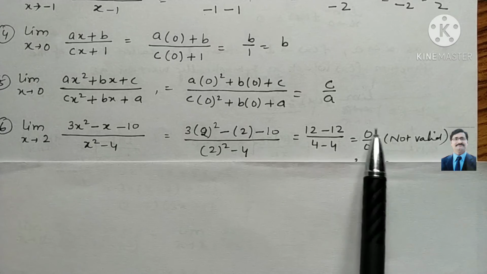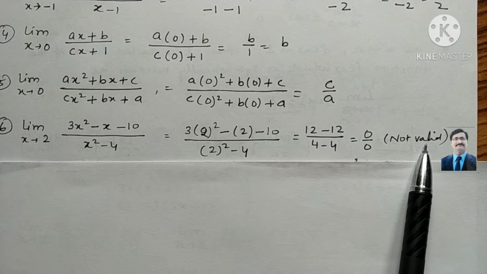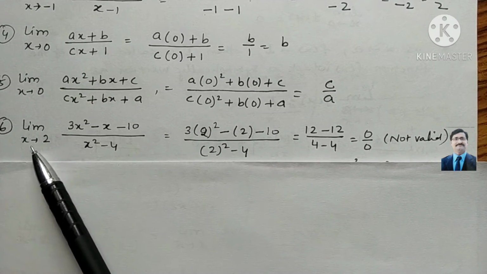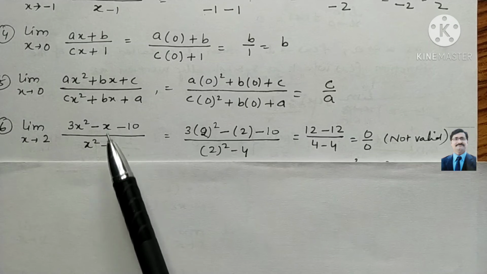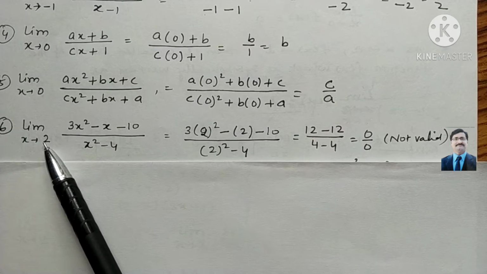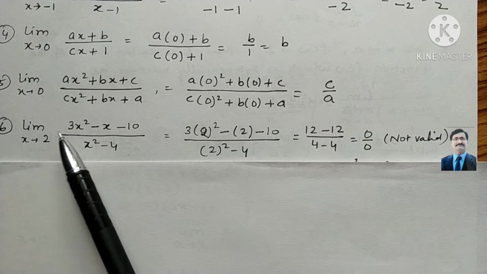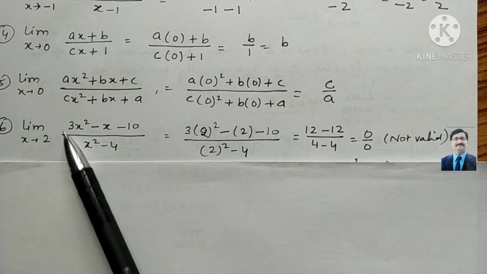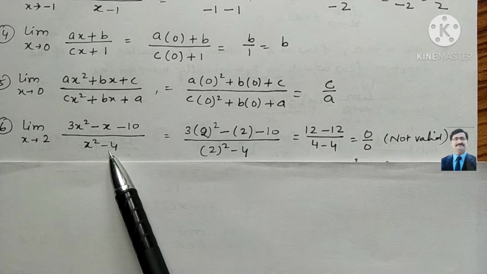In numerator and denominator we get 0 by 0, and that is not valid. So look here, if you have this type of case, means we put x equal to 2 and we get 0, it means x minus 2 is a factor of both numerator and denominator. This is an algebraic function and we have to find the factors.